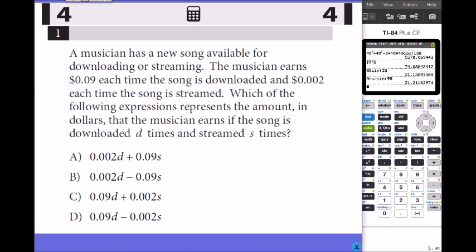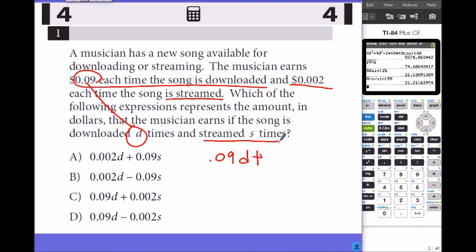Number 1. A musician has a new song available for downloading or streaming. The musician earns $0.09 each time the song is downloaded and 0.2 cents each time the song is streamed. Which of the following expressions represents the amount in dollars that the musician earns if the song is downloaded D times? So downloaded, so 0.09 times D plus, and streamed S times, so 0.002 times S. So it will be C.